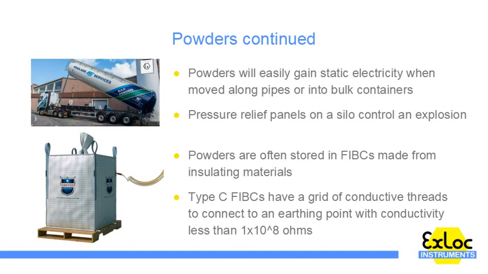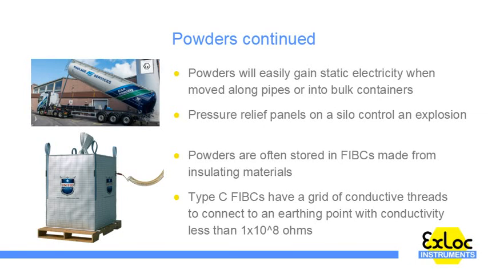Powders are often stored in FIBCs, or flexible intermediate bulk containers, made from insulating materials such as polypropylene, and these would prevent static charge from dissipating safely. Hence, the basic FIBCs are not suitable for use in hazardous areas. There are, however, more specialised types of FIBC that may be used safely.